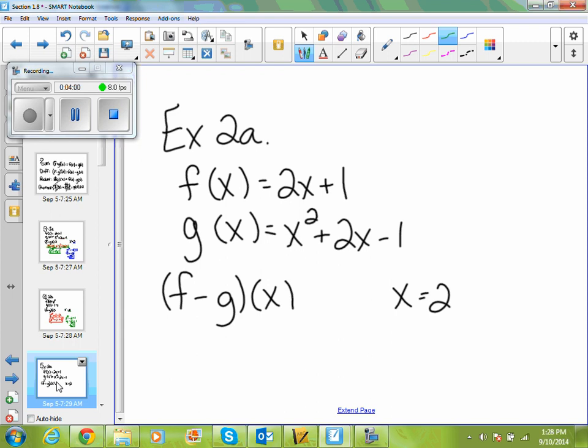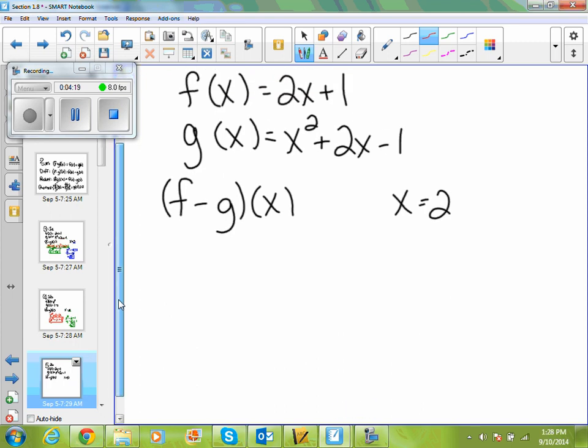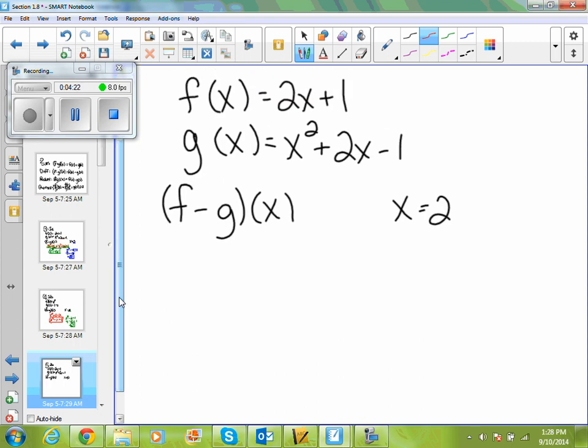Let's look at subtracting functions. So in example 2a, I have f of x equals 2x plus 1 and g of x equals x squared plus 2x minus 1. Same functions as our first example, only in this case, I'm finding f minus g of x when x equals 2. So my f function is 2x plus 1, and I'm subtracting my g of x function, so I'm subtracting x squared plus 2x minus 1. I put it in brackets because I'm subtracting that whole function, and I need to remember that as I continue to simplify.